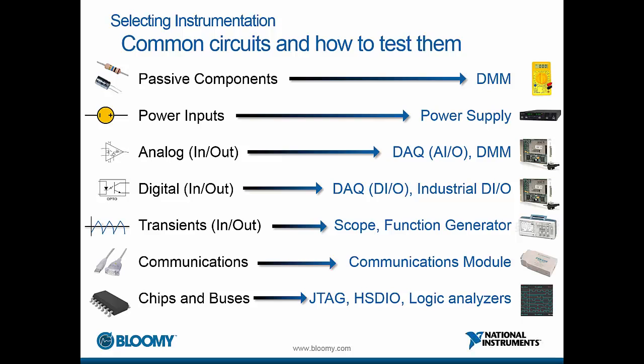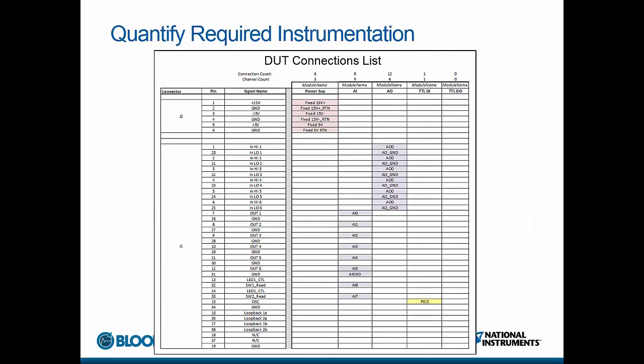Once we've identified the types of instrumentation available to us, we must quantify the number of signals necessary to test our unit under test. To do this, we typically use a spreadsheet, where the unit under test's connections are listed down the left side, and the instrument and I/O types are labeled along the top. We then assign one or more instruments to each UUT pin. When we are done, we can quantify the required instrumentation.